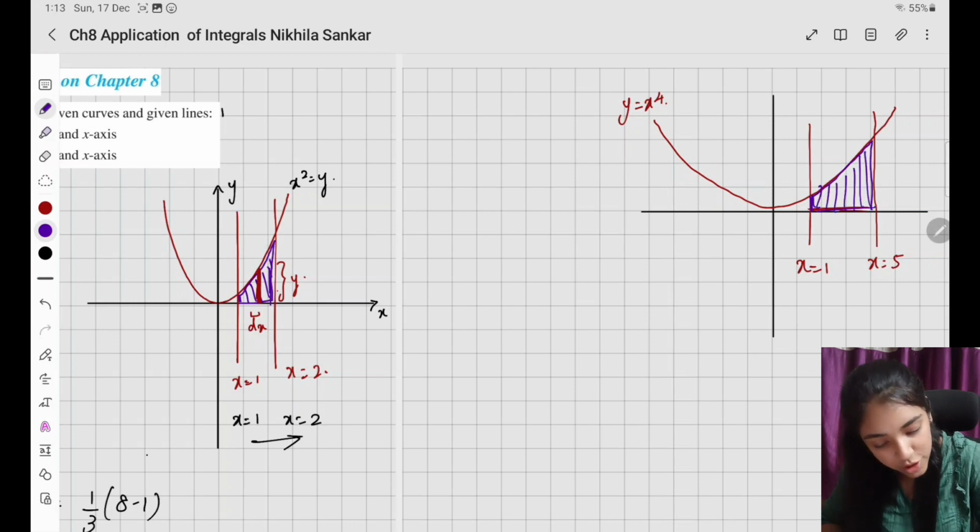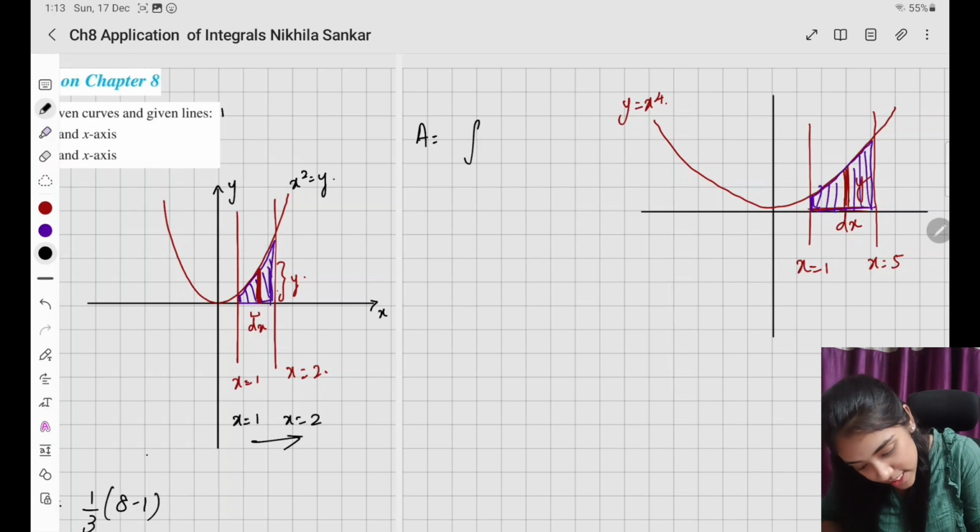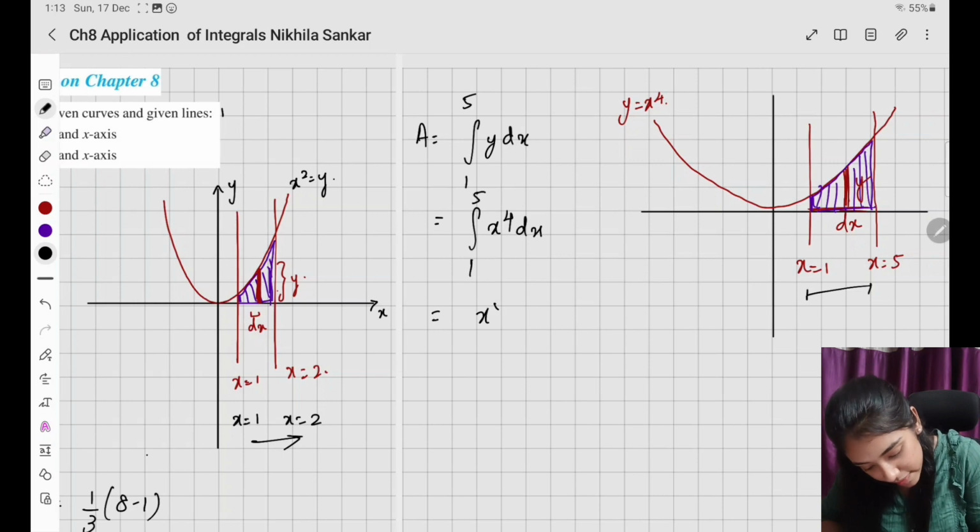In the இடத்துல y oda function மட்டும் change ஆகுது. So I'm going to take a thin strip over here. This is going to be dx and this is going to be y. So how does my integral look? It looks like area equals integral travels from 1 to 5 of y dx and in this case my y is going to be x power 4 times dx. So இப்போ இதை integrate பண்ணா I have x power 5 divided by 5 from 1 to 5.